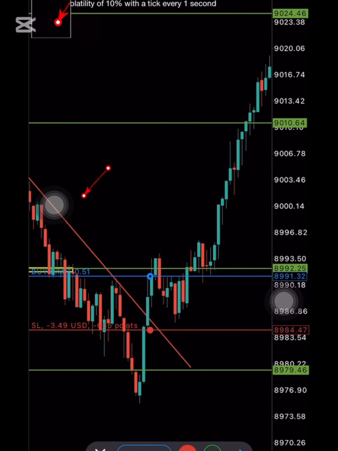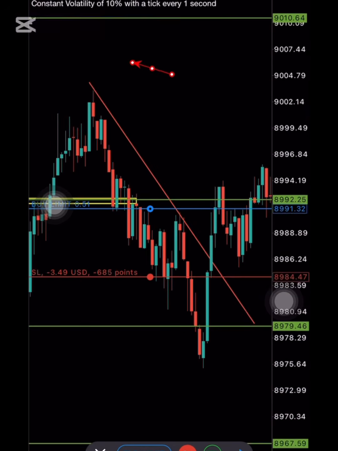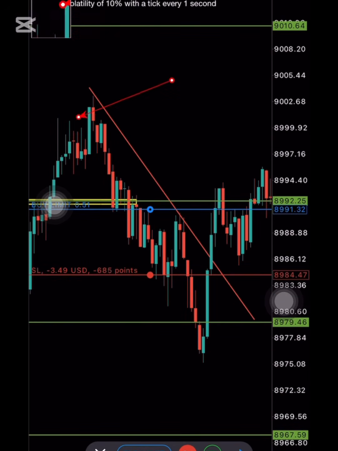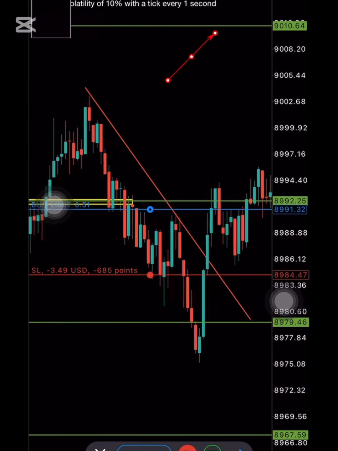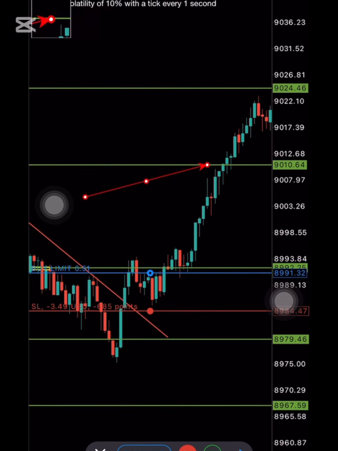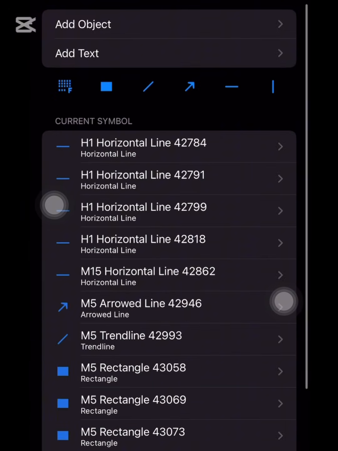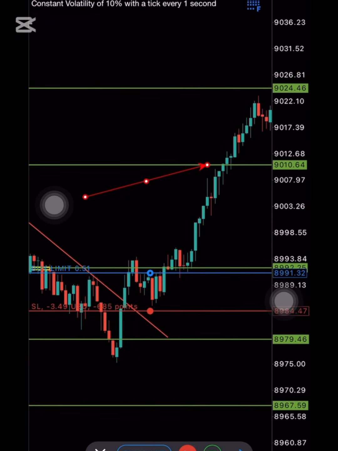So this first move right here did not get to this level, so this will be my target, this very level. That will be my target. Meanwhile, I'll still bring my Fibonacci for the risk reward ratio. So this is my entry. This is my stop loss here, and then this is my entry.